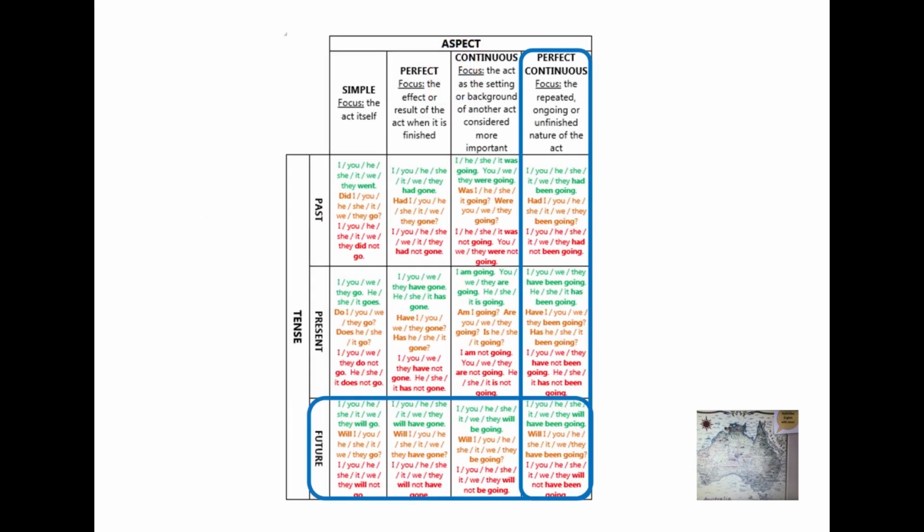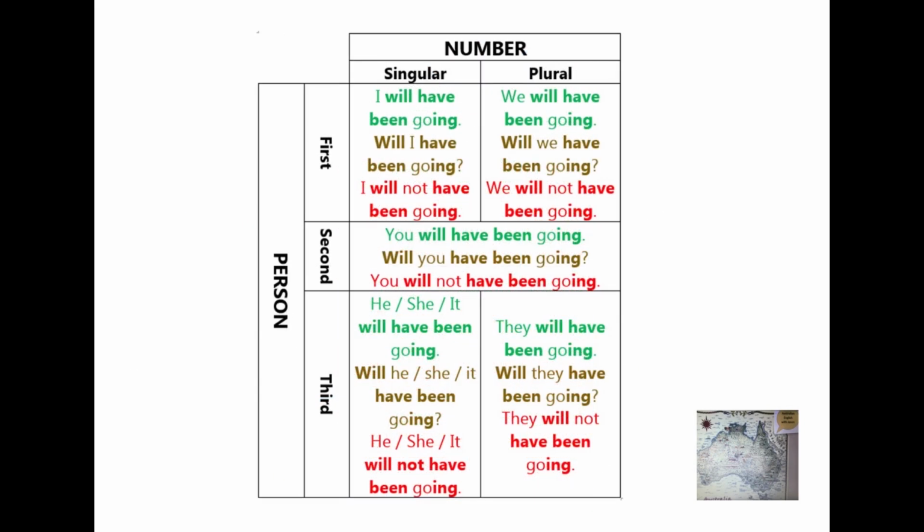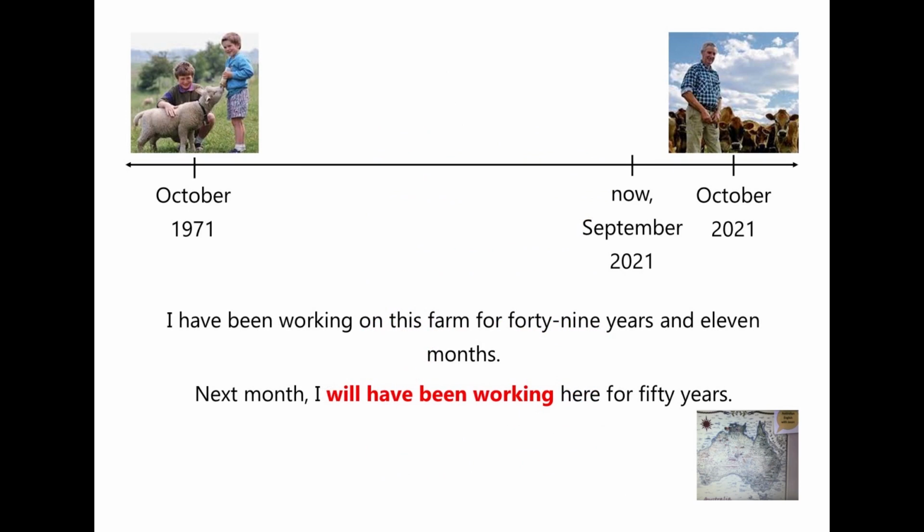The future perfect continuous uses will or won't, then have been, and the present participle. It names acts in progress at a given future time. It's useful for anticipated anniversaries.